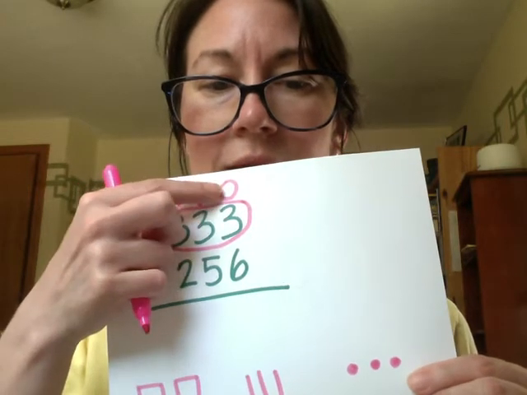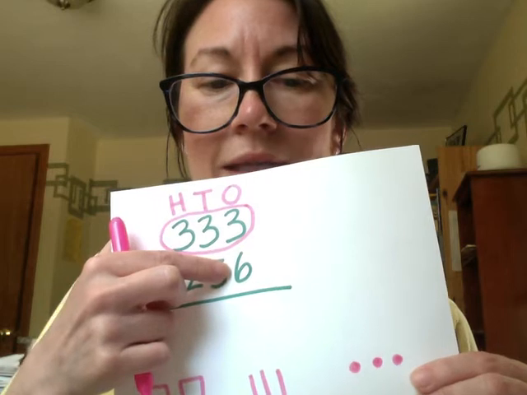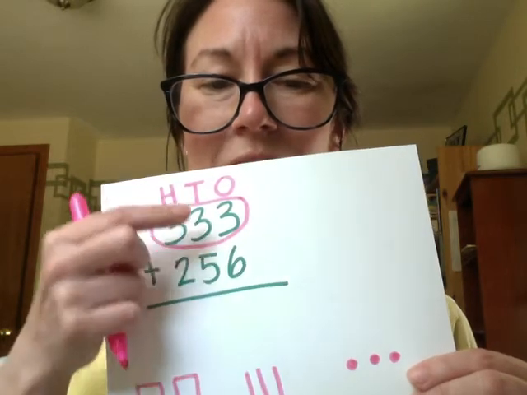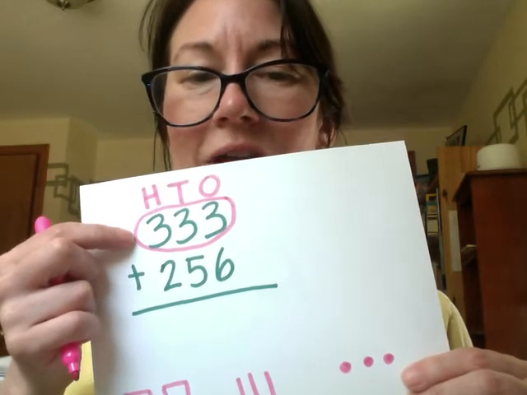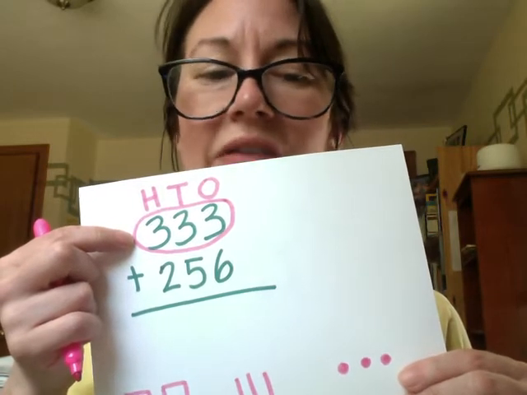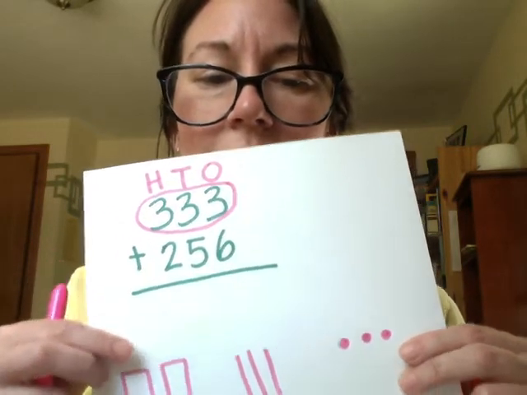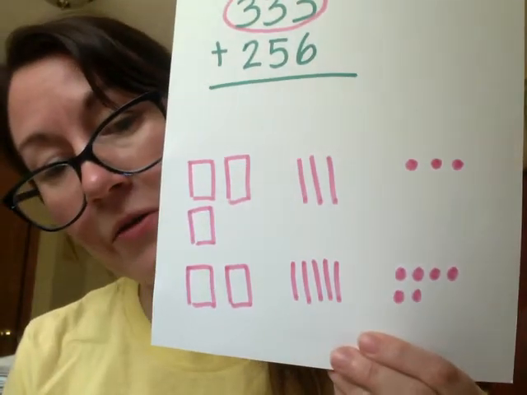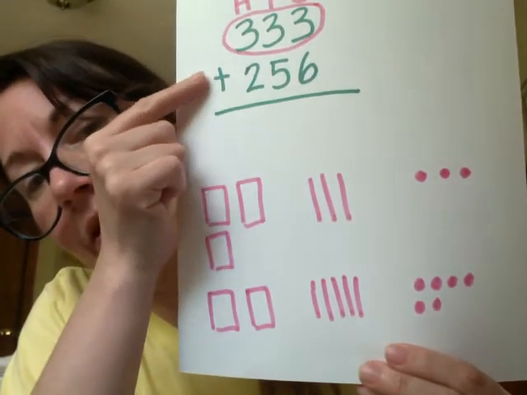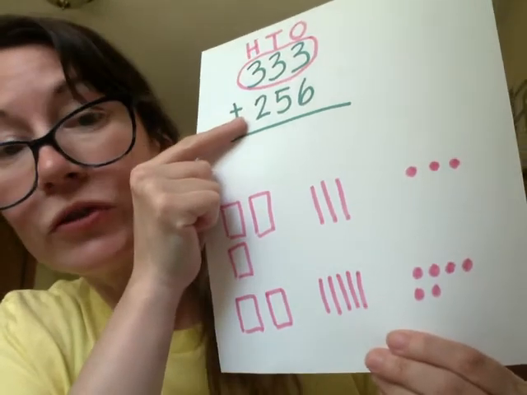All right. I'm going to go make my model. I'll be right back. Where are we? 2 hundreds, 2 more hundreds, 5 more tens. Let's see, 1, 2, 3, 4, 5. Yep. And 6 ones. 1, 2, 3, 4, 5, 6. So how do I find the answer? Well, now with my model, I can just count it.